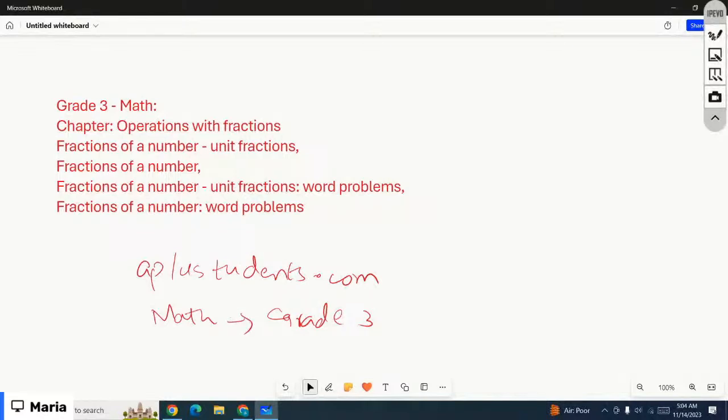We're going to start with the chapter operations with fractions, and the lessons we're going to cover today are fractions of a number unit problem, fractions of a number, fractions of a number unit problem, word problems, fraction number word problems. Please make sure you have your notebook and pencil so that you can note down the important examples and definitions as well. So let's just start with the lesson.